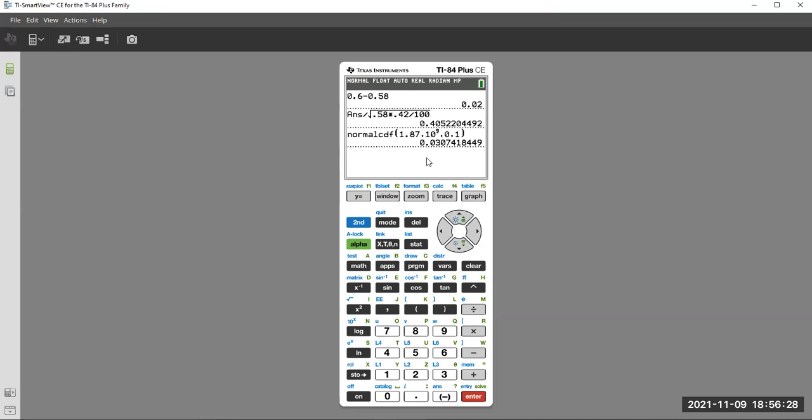0.03074. It's a probability, so I'll take 3 significant digits, not decimal places, digits. So there's the first non-zero, 1, 2, 3. The 4 means 7 stays 7. So 0.0307.